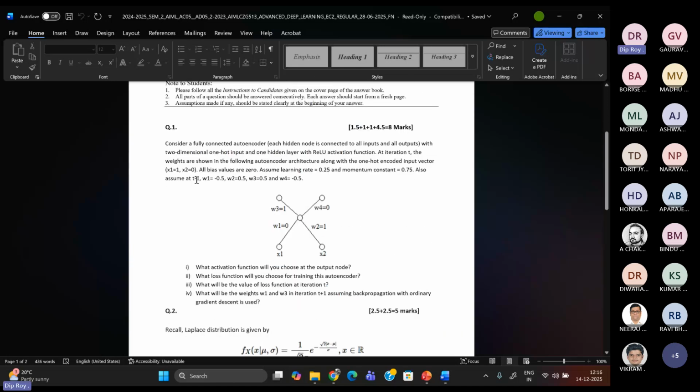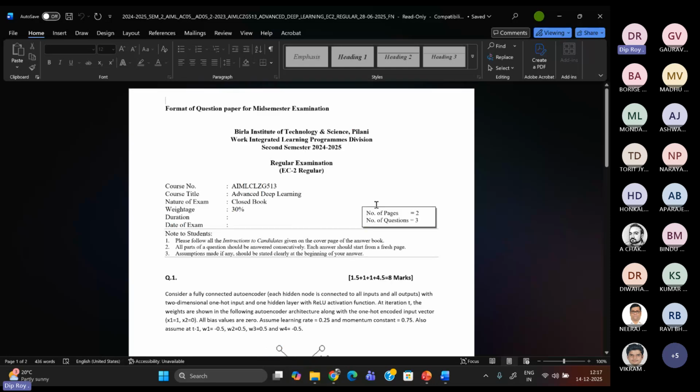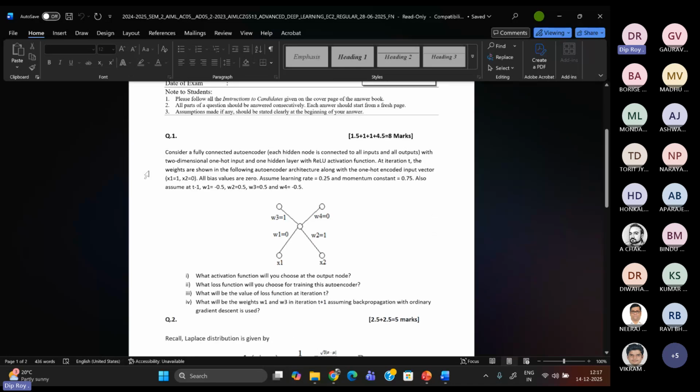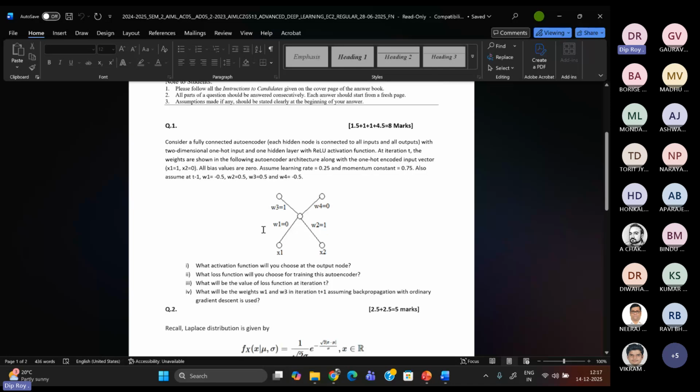So this is a numerical, right? What is it saying? Consider a fully connected autoencoder. Each hidden node is connected to all inputs and outputs, with two-dimensional one hot input and one hidden layer with ReLU activation function. At iteration t, the weights are shown in the following autoencoder architecture. All bias values are zero, assuming a learning rate equal to this and momentum constant equal to this. What is the activation function?